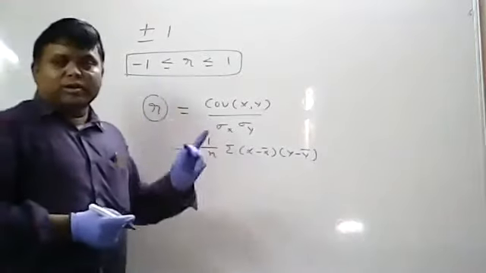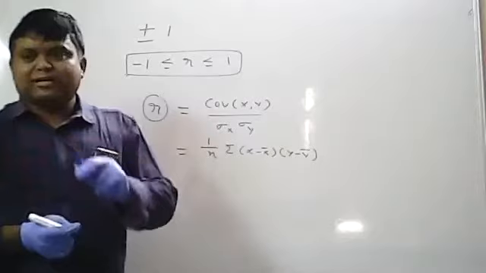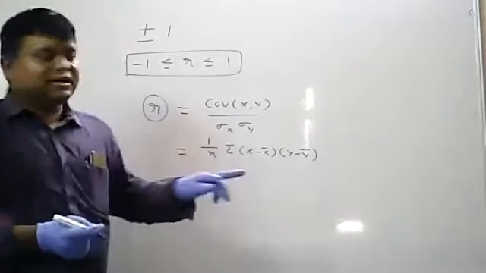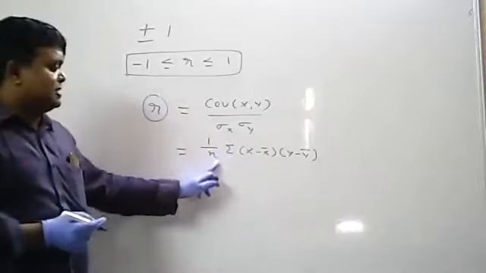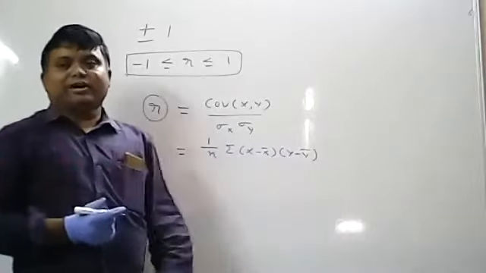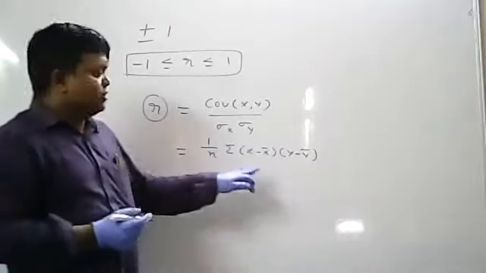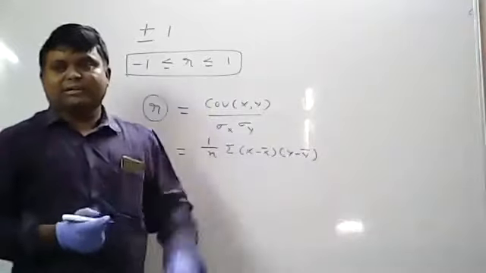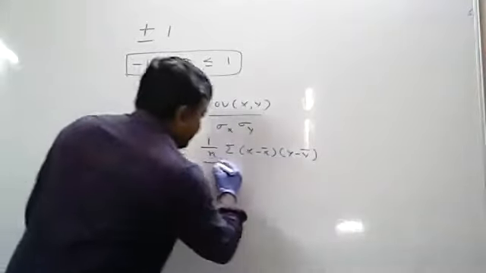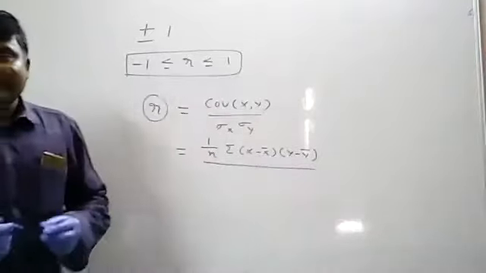In problems you have used 1 by n summation xy minus x bar into y bar. That is used for numerical data. So now I want to use this formula, 1 by n summation x minus x bar into y minus y bar. Both the formulas are the same. Only if you multiply and simplify you will get that one.